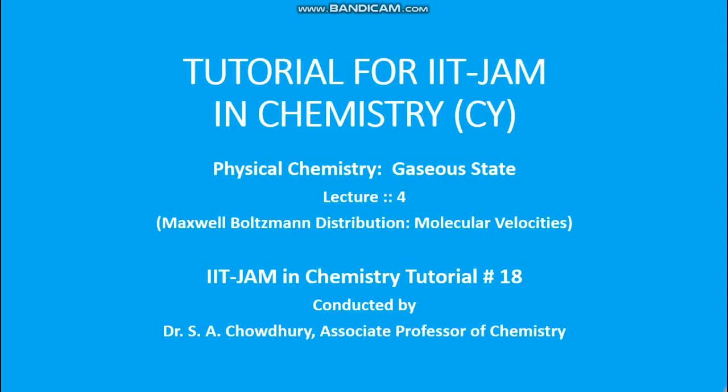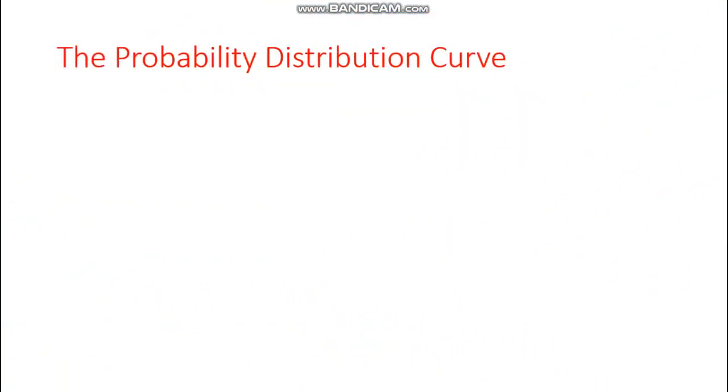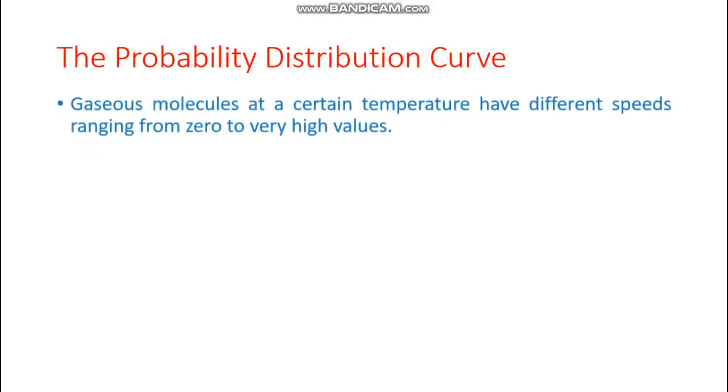Hello everyone, we move on to tutorial number 18 of IIT-JAM in chemistry, and this is lecture number 4 of the physical chemistry chapter, gaseous state. The topic right now going to be discussed is Maxwell-Boltzmann distribution on molecular velocities. So let's start with the probability distribution curve.